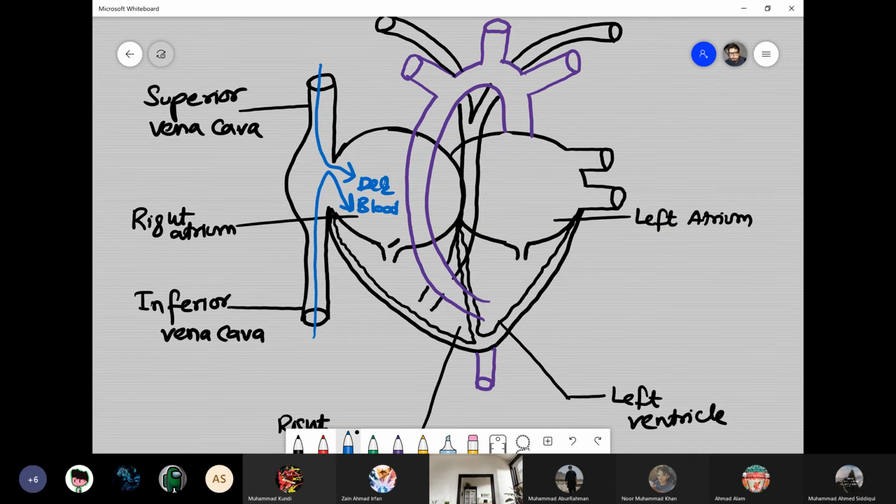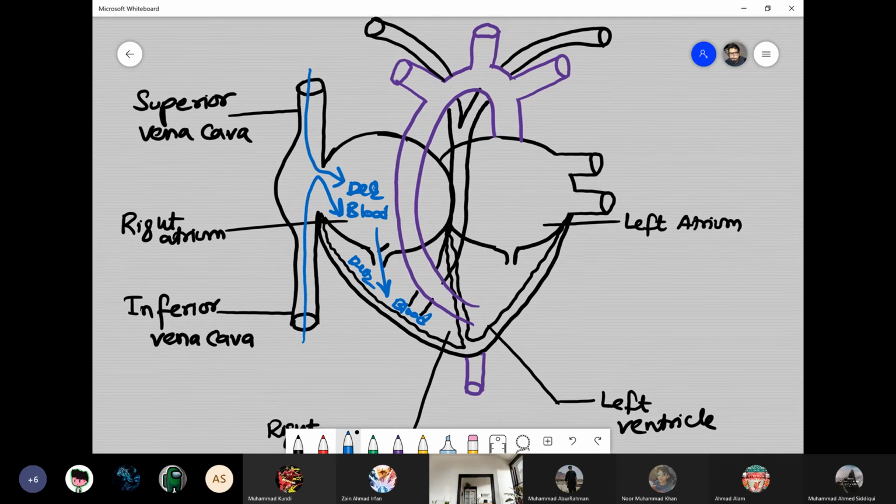Then boys, what happens? This right atrium will contract, and the blood will go from the right atrium into the right ventricle. So this deoxygenated blood is now in the right ventricle. Then this right ventricle will contract, and this deoxygenated blood will enter this blood vessel, which goes up and divides into two.